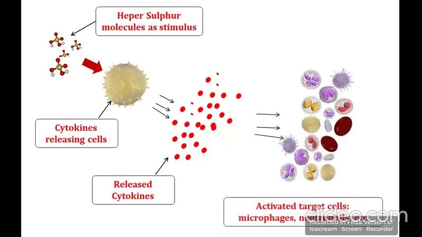In this image, each of the Hepar sulfur molecules functions as a stimulus to a cytokine-releasing cell. Stimulated by the Hepar sulfur molecule, the cell releases a lot of cytokines which produce inflammation, activate immune cells and recruit macrophages, phagocytes, to the site of infection.